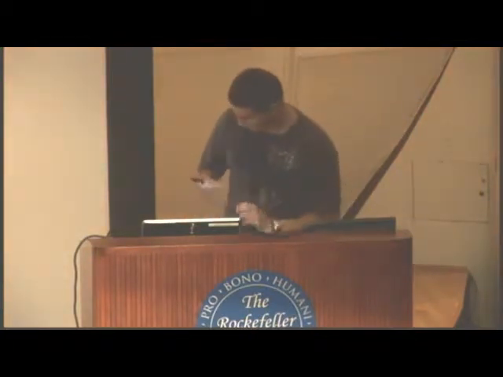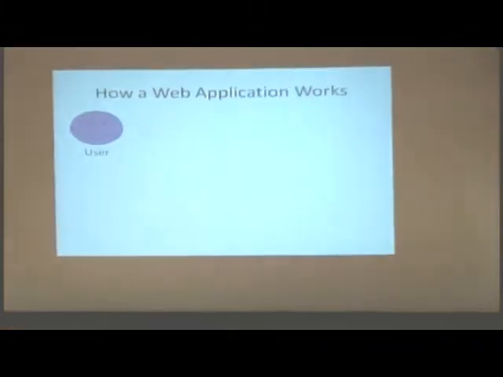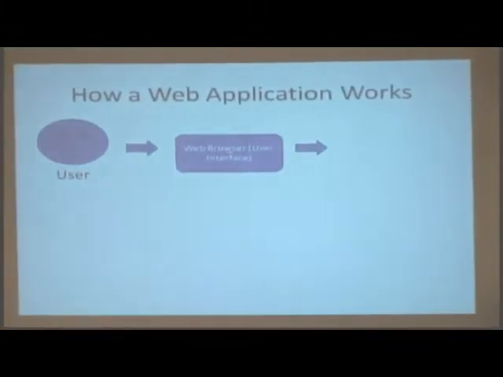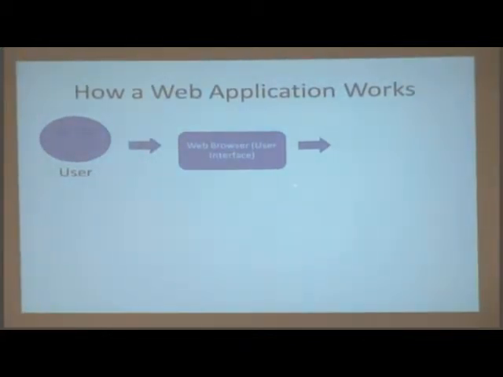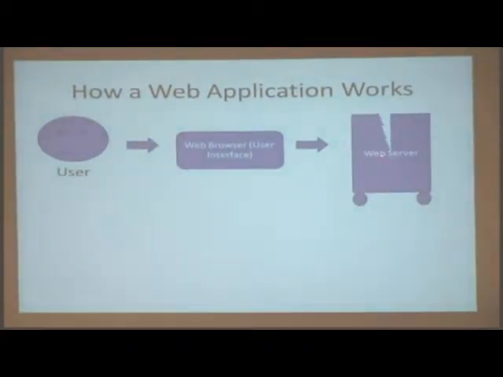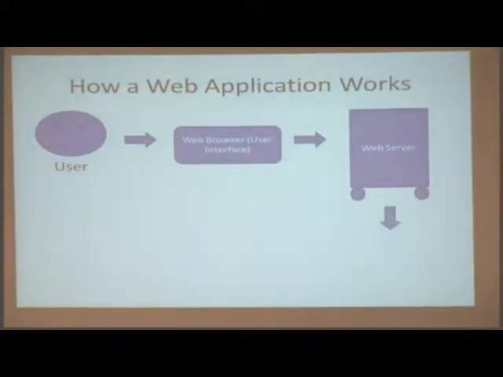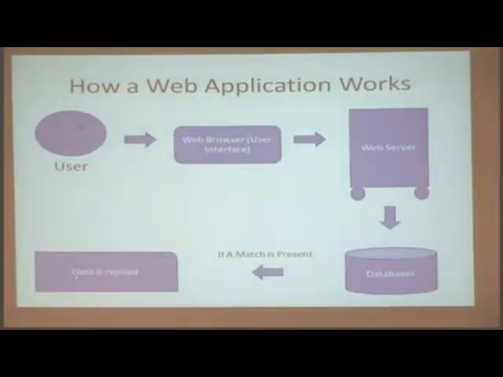Alright, so this is basically how a web application works. First, we have a user. The user uses a web browser interface, such as Facebook, to connect to the server. Then the server uses databases, and then if a match is present in the database, there's a reply with data, and then the data goes back to the user. So this is all basically a circle of what happens. And I'm going to explain the steps in each one.